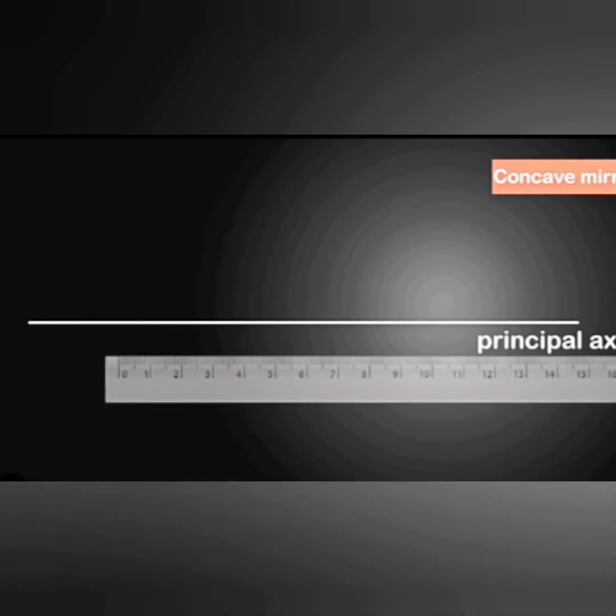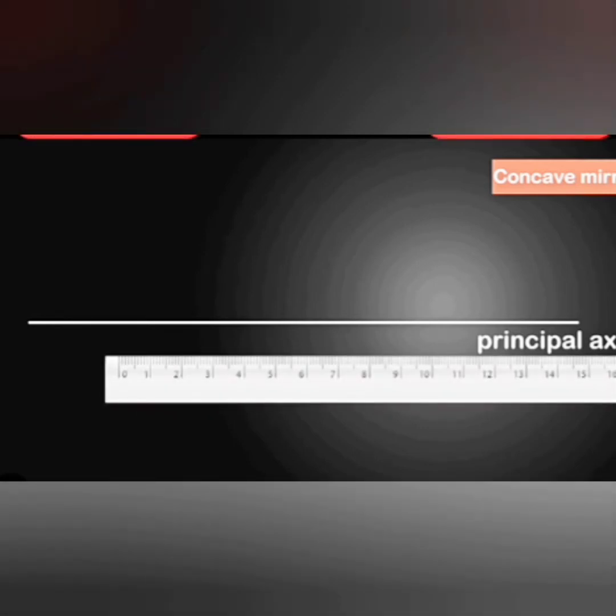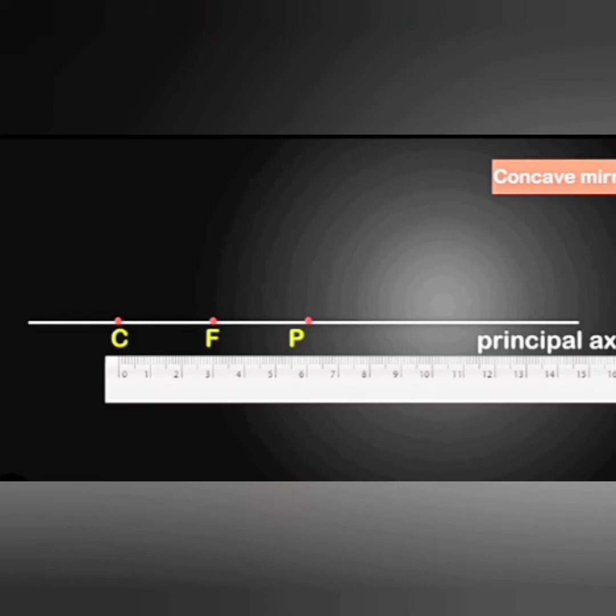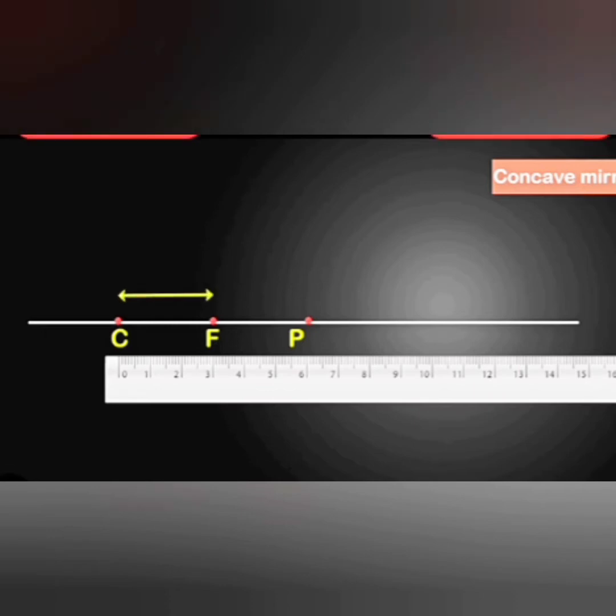Let's start. Draw a line representing the principal axis. Using a ruler, mark 3 points where C is at 0 centimeter, F is at 3 centimeter and P is at 6 centimeter. You can take any convenient distance. F should be exactly in the middle such that CF equals FP. C is the center of curvature, F is the focus and P is the pole of the mirror.